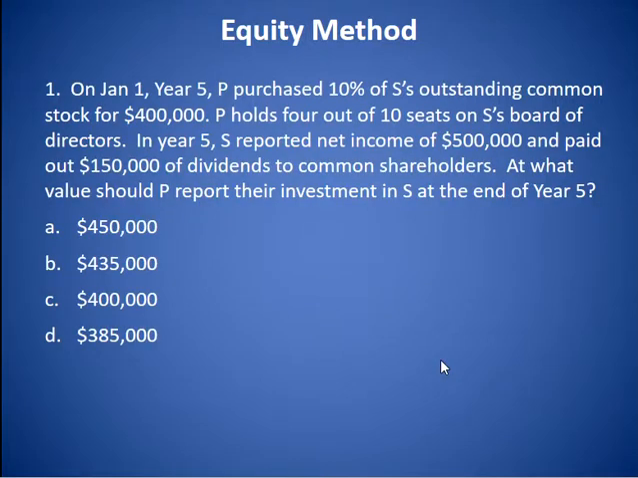Okay, on January the 1st of year 5, P, which is the parent, purchased 10% of S's outstanding common stock for $400,000. P holds 4 out of 10 seats on S's board of directors. In year 5, S reported net income of $500,000 and paid out $150,000 of dividends to common shareholders. So at what value should P report their investment in S at the end of year 5?